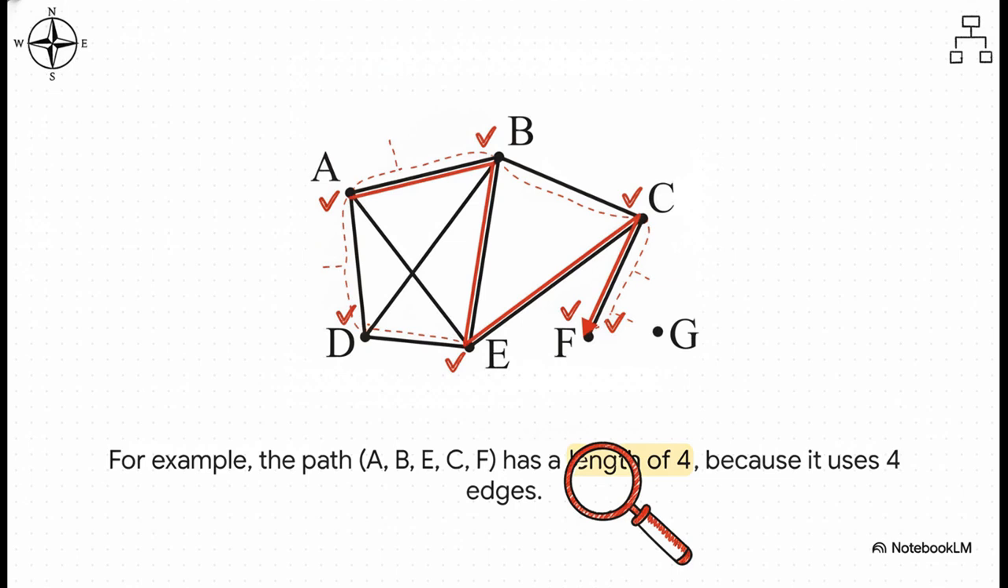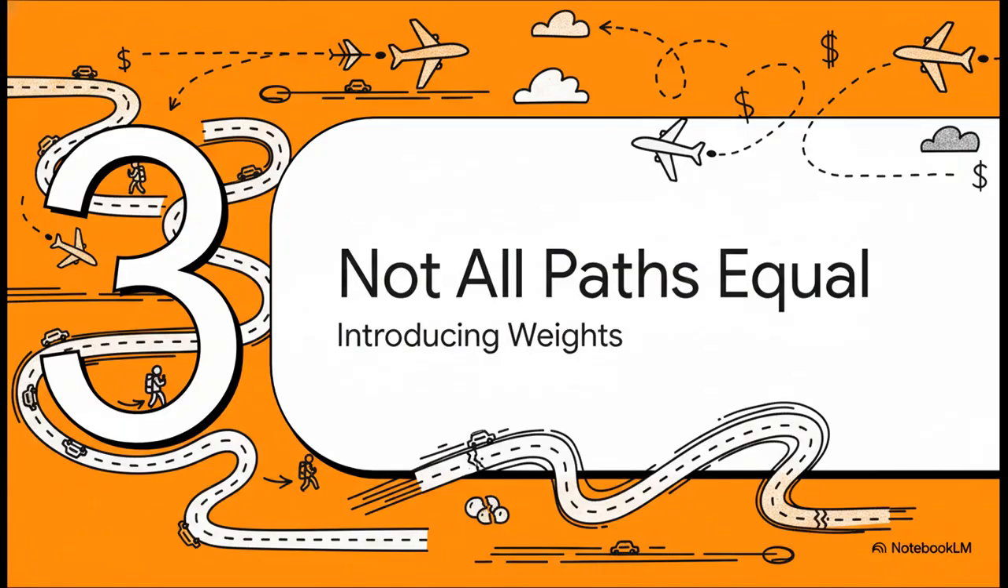And since we had to cross 4 different edges to make that trip, we say the length of that path is 4. Simple as that. But here's the thing. In the real world, not all connections are created equal, are they? Some roads are way longer, some flights are more expensive, some internet connections are slower. This is where we add one more layer that makes graphs so incredibly powerful for solving real problems.